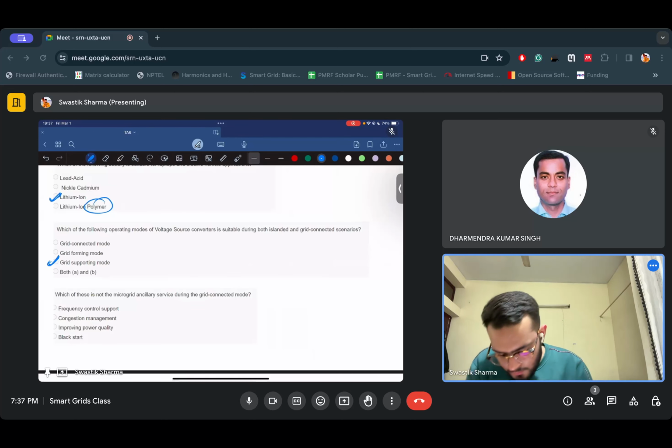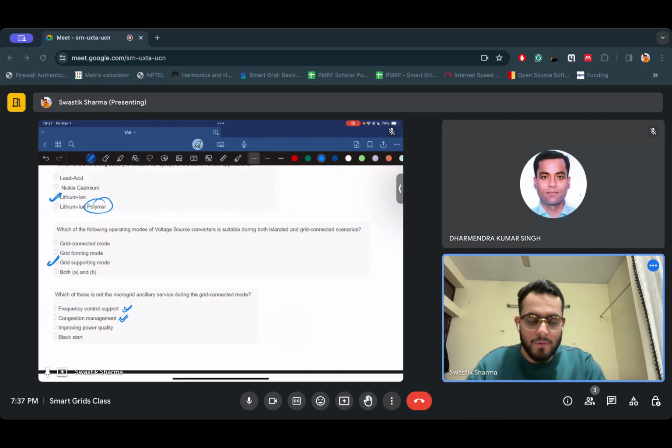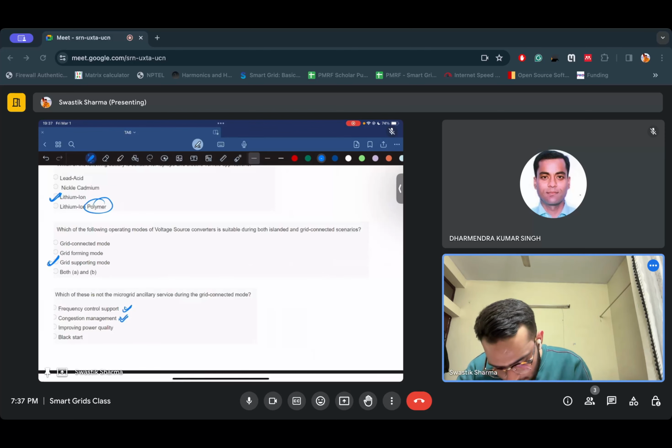To be able to do frequency control, you need to be connected to the grid so as to see the voltage and frequency of the grid and support it. Congestion management can only be done once you are connected to the grid, because if the grid is unable to supply power to a certain place, the microgrid can provide that power, but it can't do so until it knows it is required to supply power to that point. Power quality can only be improved when it's connected to the grid.